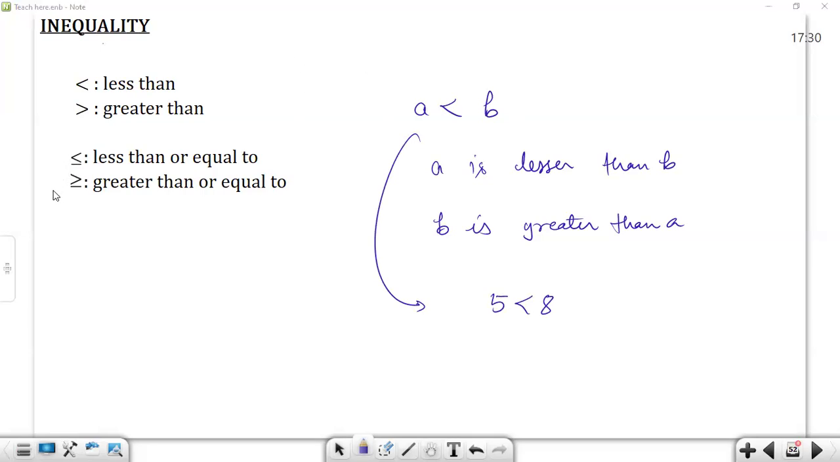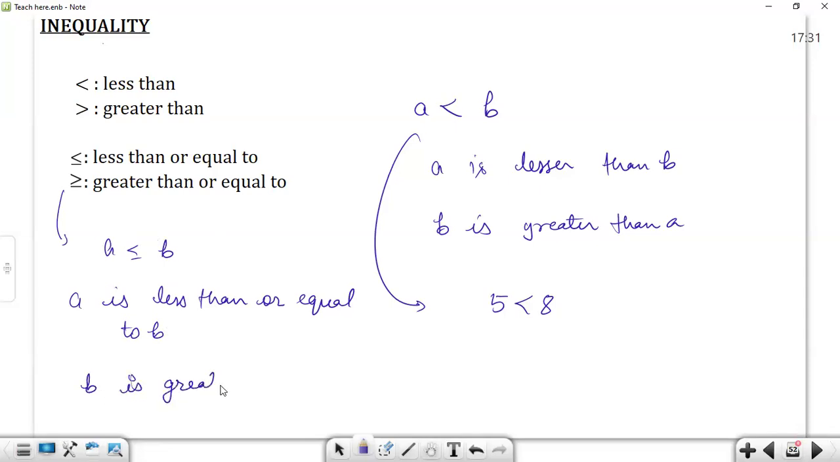Now discussing mixed inequality. In this particular case, it means that A is less than or equal to B. And this particular statement is simultaneously suggesting that B is greater than or equal to A. Okay. So this is about inequality.